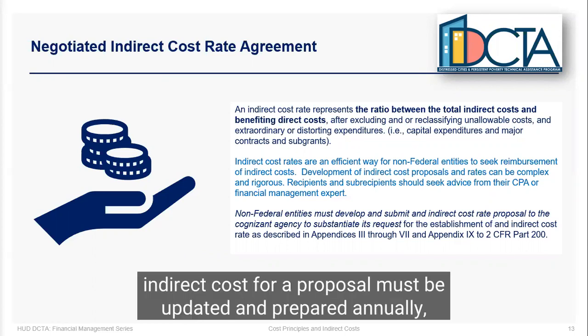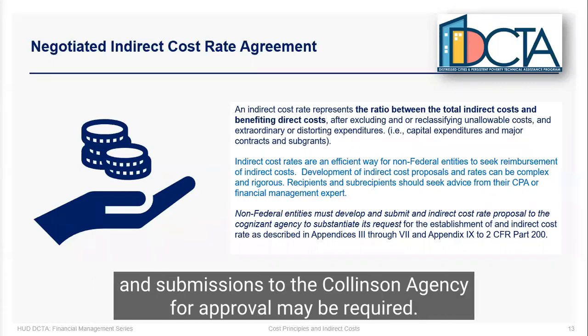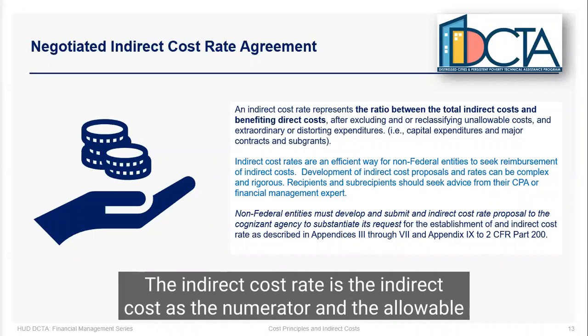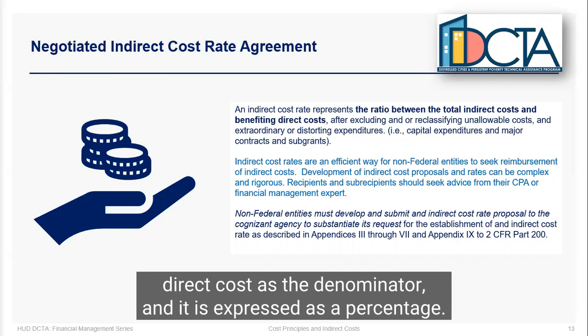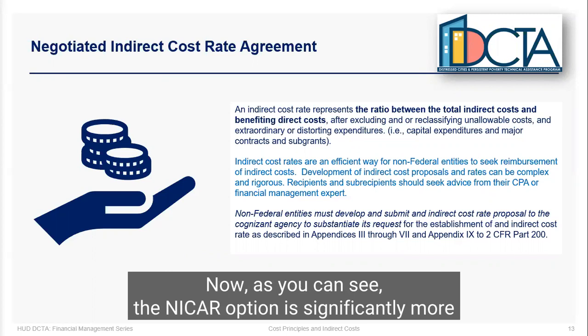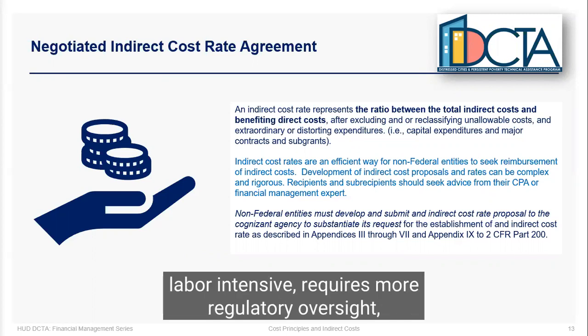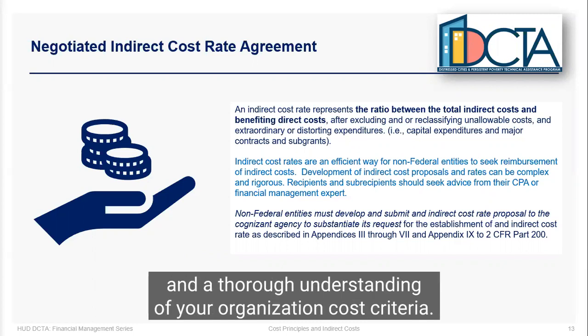And the ICRP, or indirect cost rate proposal, must be updated and prepared annually. Submissions to the cognizant agency for approval may be required. The indirect cost rate is the allowable indirect cost as the numerator and the allowable direct cost as the denominator, and it is expressed as a percentage. Now, as you can see, the NICRA option is significantly more labor intensive, requires more regulatory oversight, and a thorough understanding of your organization's cost criteria. Next slide, please.